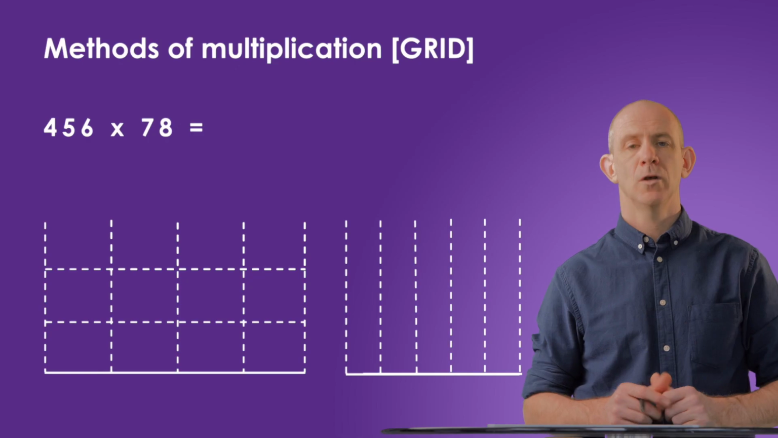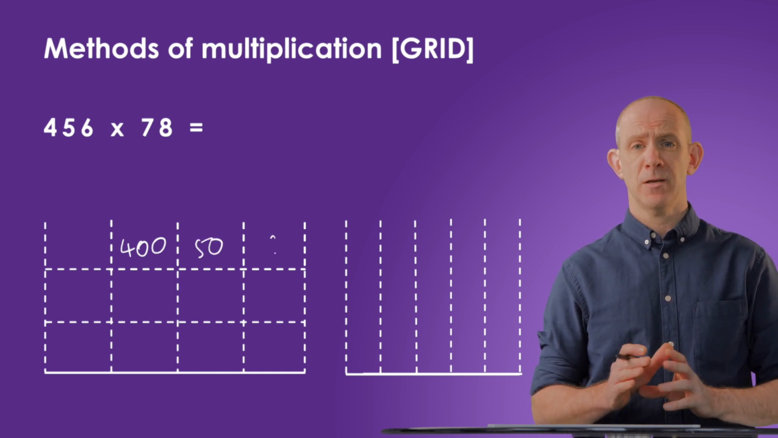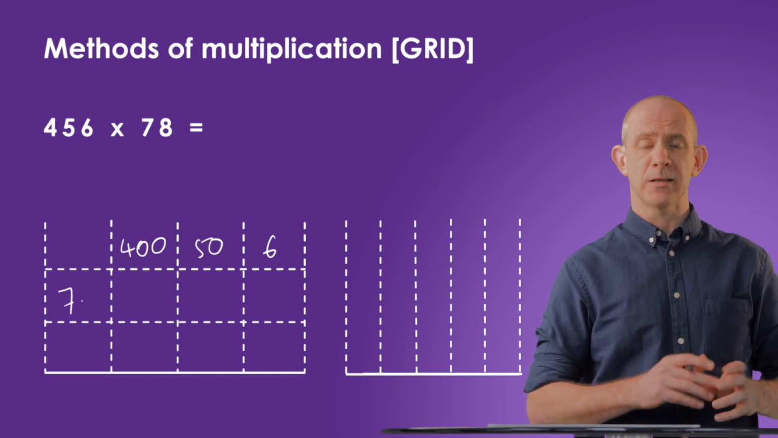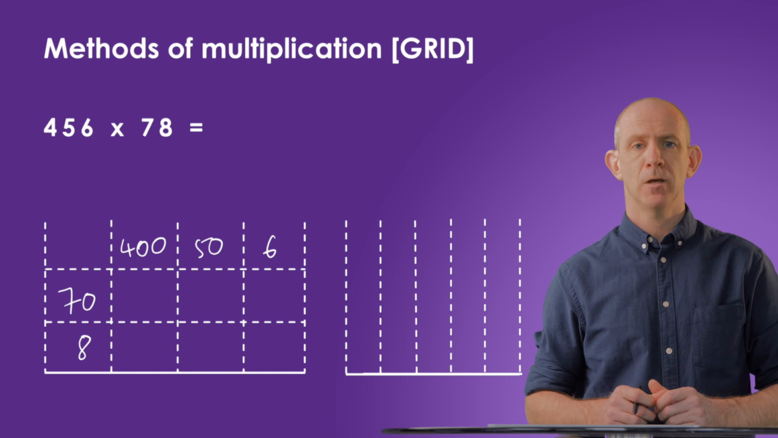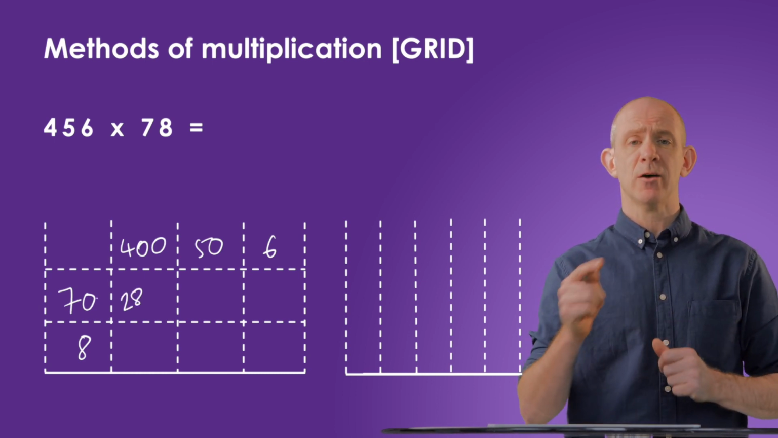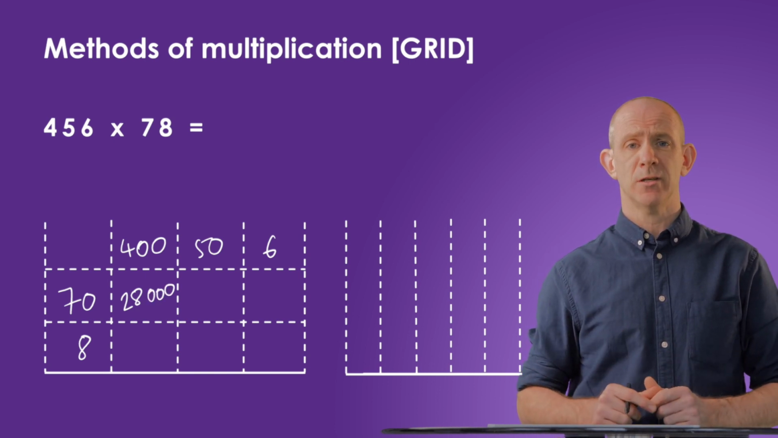There's also a grid method of multiplication where you can split the numbers out into their place values. So we can write these across the top in their place value, 400, 50 and 6. And then down the left hand side we can put 70 and 8. So we split these numbers out and put zeros in where we split the numbers out from. Then we can simply do 7 times 4, which gives 28, and then we can count the number of zeros to add after it. There's 2 with the 400 and 1 with the 70, so we put 28,000.